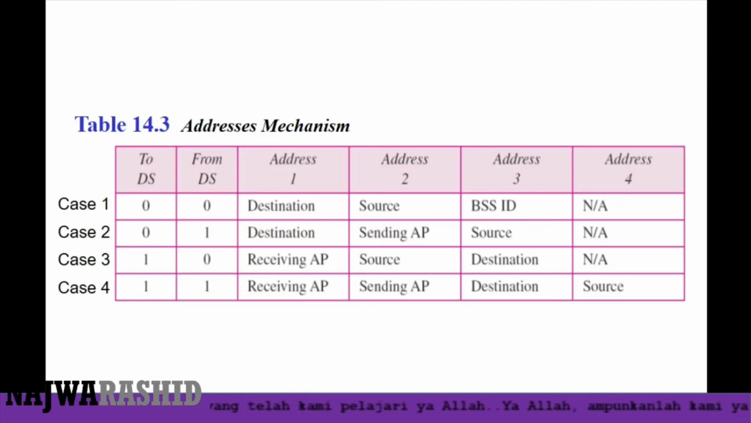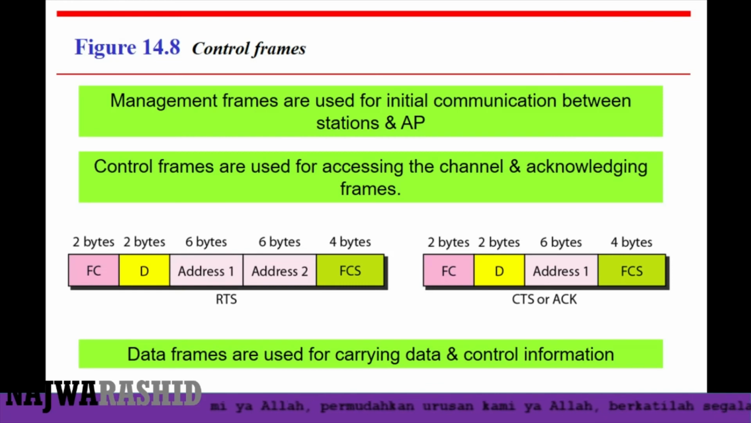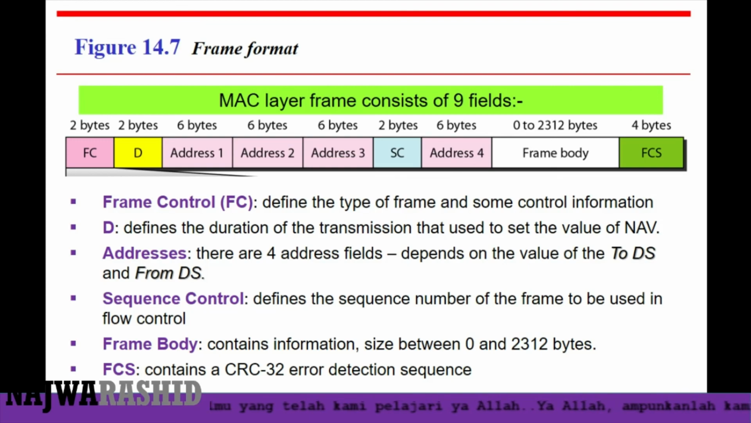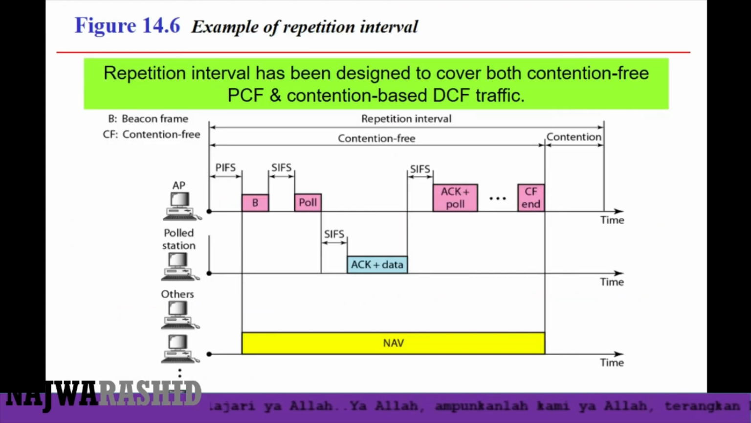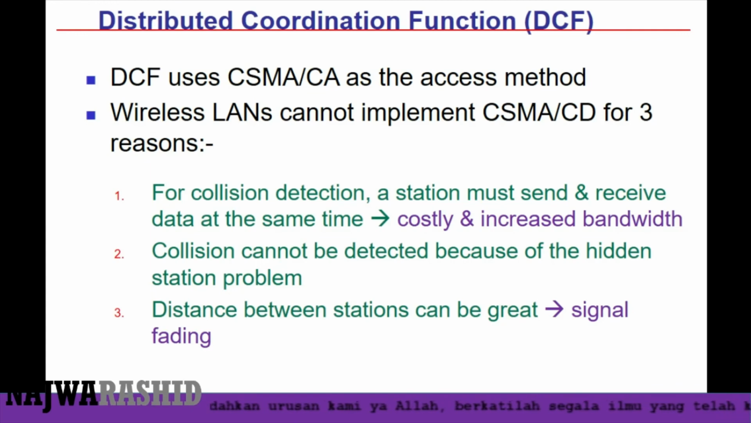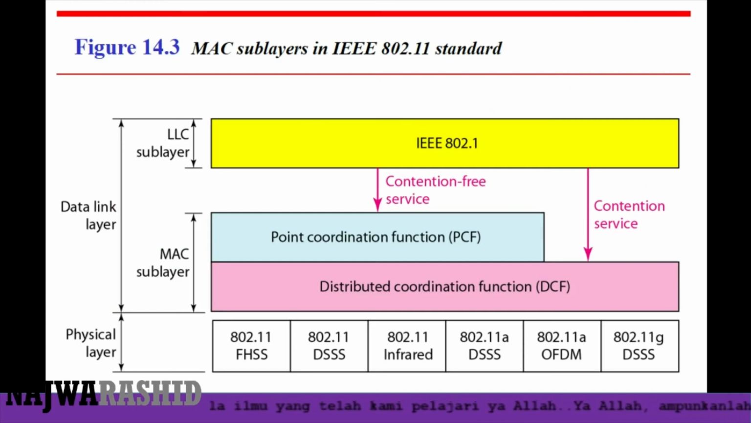Okay, the next video will discuss the addressing mechanism. We have 4 cases, and this explanation will be given in the next video. So until this part, you should know about the wireless architecture, the categories of frame under the wireless LAN 802.11, the 9 fields inside the MAC layer frame, the PCF, the NAV technique, and CSMA/CA. Wireless LAN only uses CSMA/CA for multiple access. These are the reasons why we cannot implement CSMA/CD for wireless Ethernet.